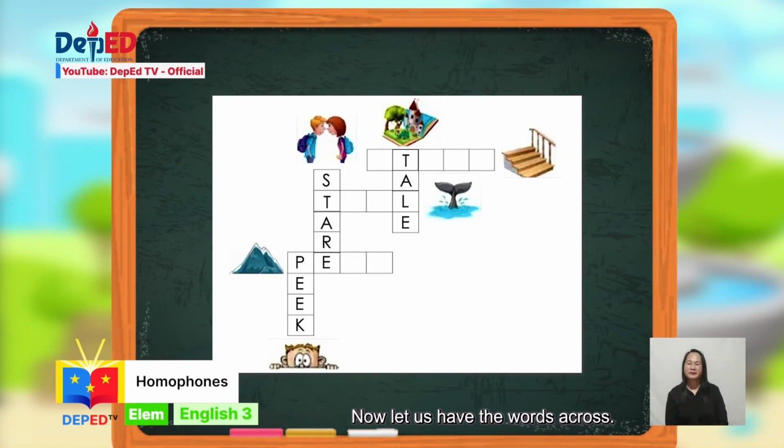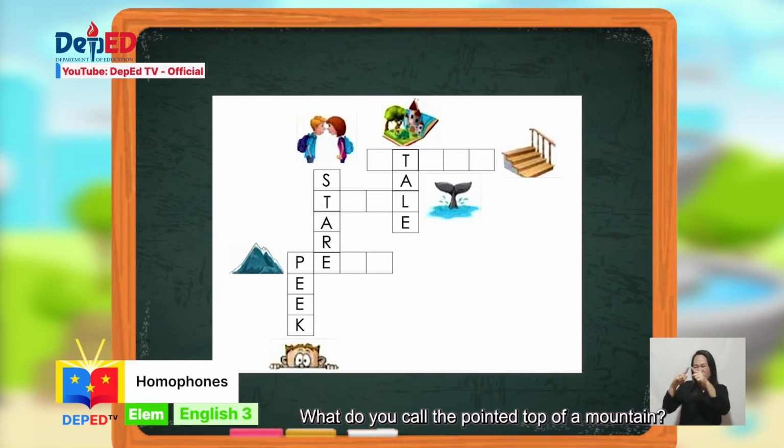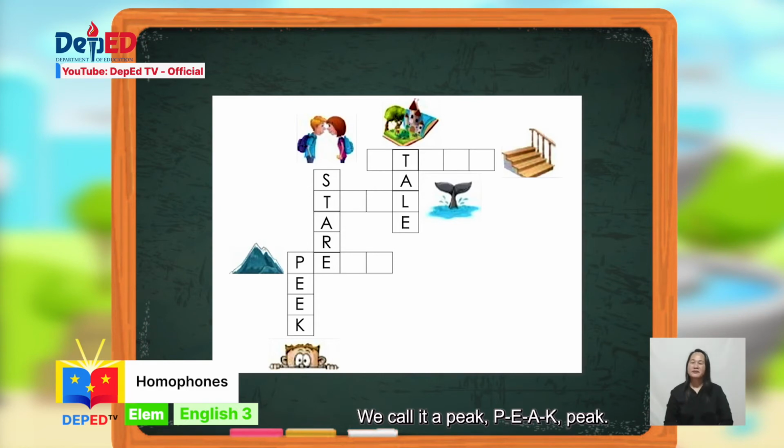Now let us have the words across. Let's start with this mountain. What do you call the pointed top of a mountain? Brilliant! We call it a peak. P-E-A-K. Peak.